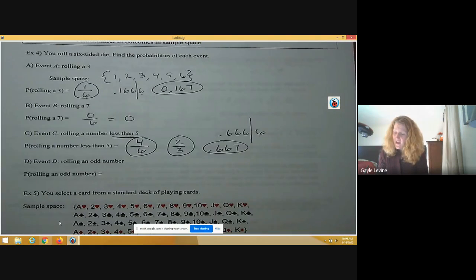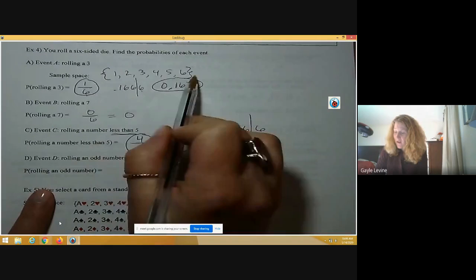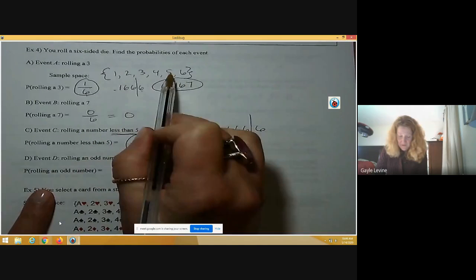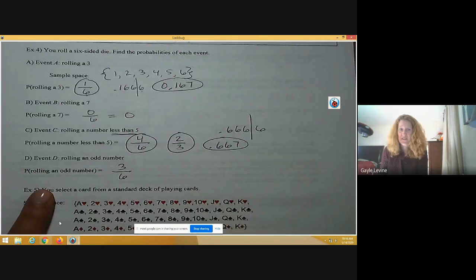Event D, rolling an odd number. So what's the probability of rolling an odd number? Out of these 6 outcomes, 1, 3, and 5 are all odd numbers. So there are 3 ways that can happen out of 6.